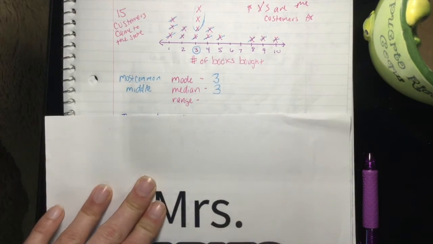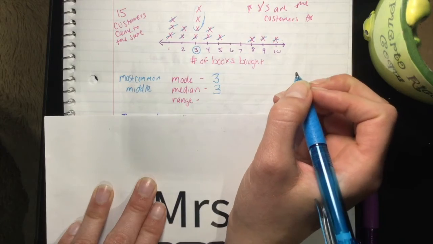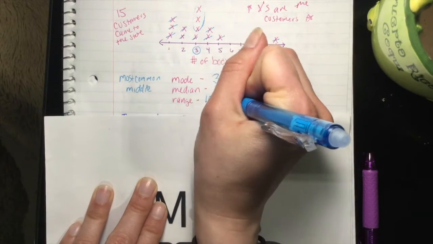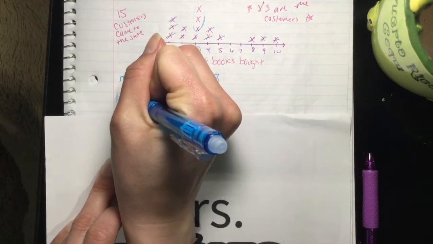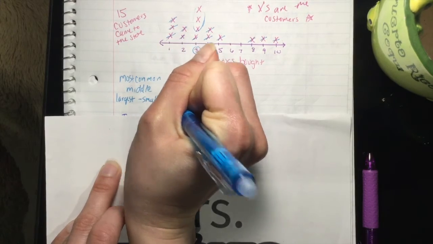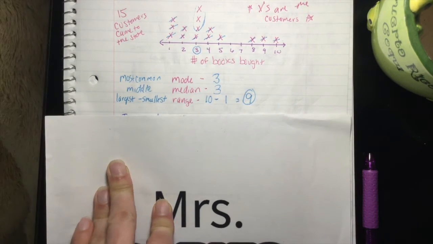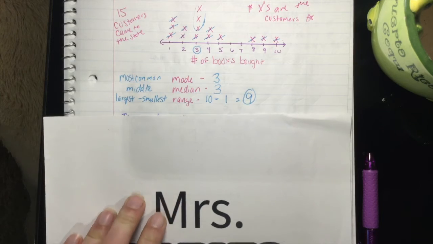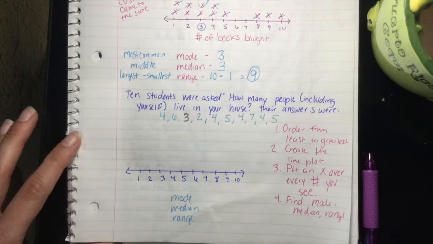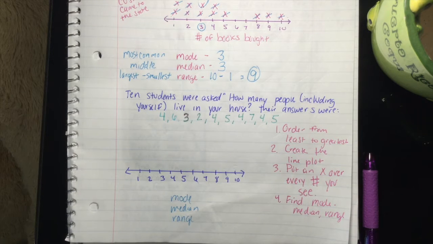All right, so to find the range, we take the largest number, subtract the smallest number. So my largest number is 10, and my smallest number is 1. So largest minus smallest. So 10 minus 1 equals 9. And my range is 9. If you're still a little confused about mode, median, and range, please check back on the videos or the notes from last week.